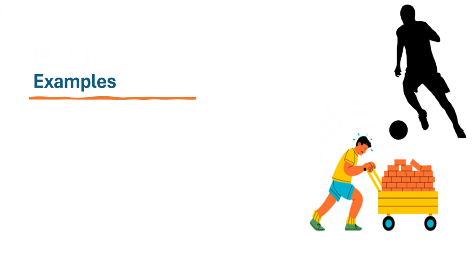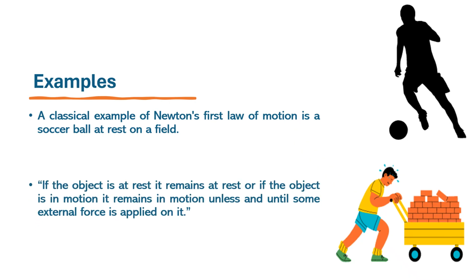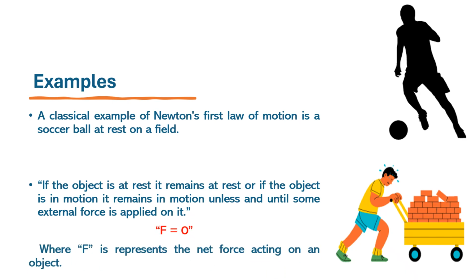Now let's study examples. A famous classical example of Newton's first law of motion is a soccer ball at rest on the field. That ball will remain at rest unless and until we apply some external unbalanced force on it. So if the object is at rest, it remains at rest, or if the object is in motion, it remains in motion unless and until some external unbalanced force is applied on it. So F is equal to 0, where F represents the net force acting on an object.